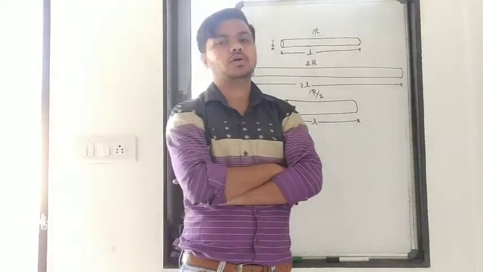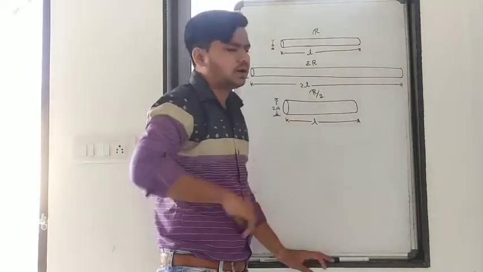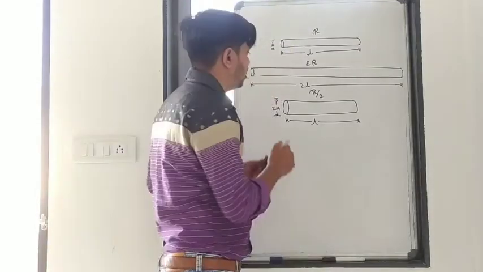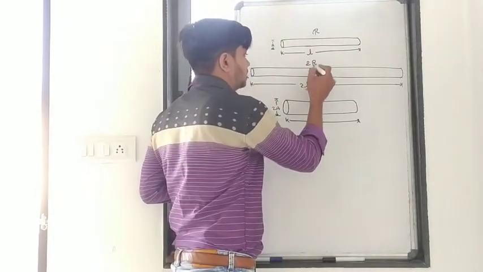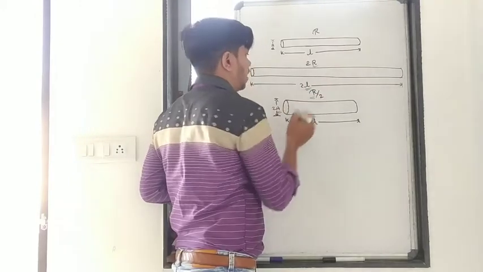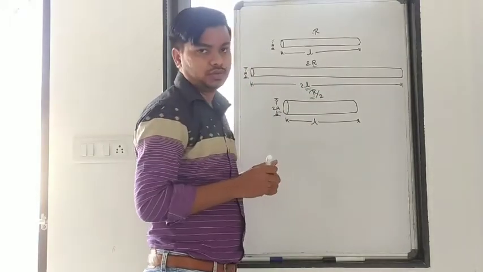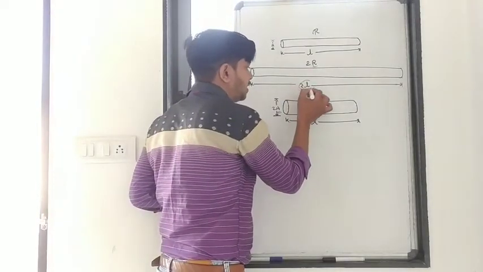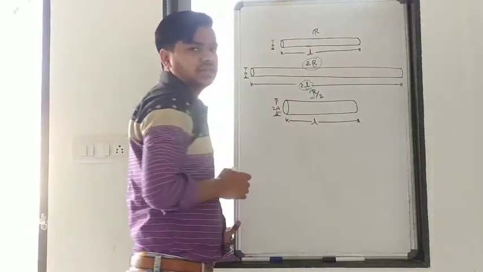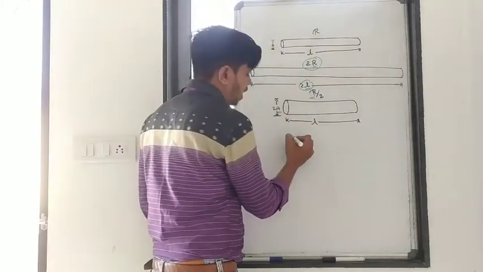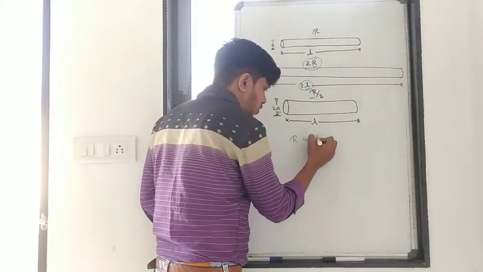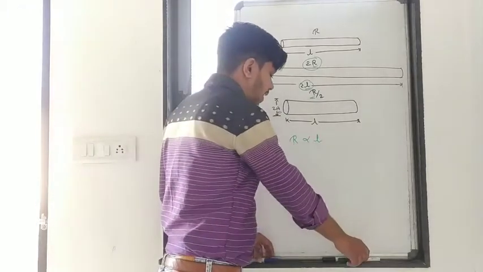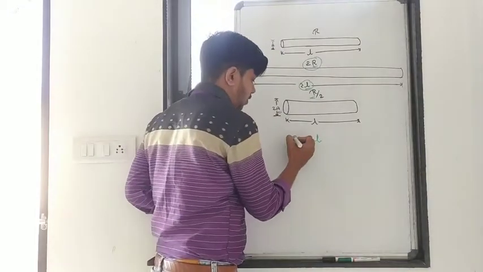What is the conclusion from this activity? Just think about it. You can easily say that there is some relation between this L and this R, this A and this R. But what is the relation? You can easily see it here. When the length increases, the R also increases. Both are directly proportional to each other.